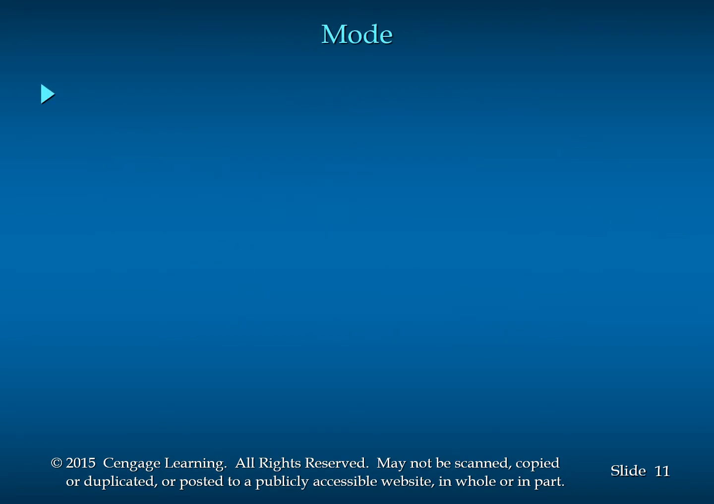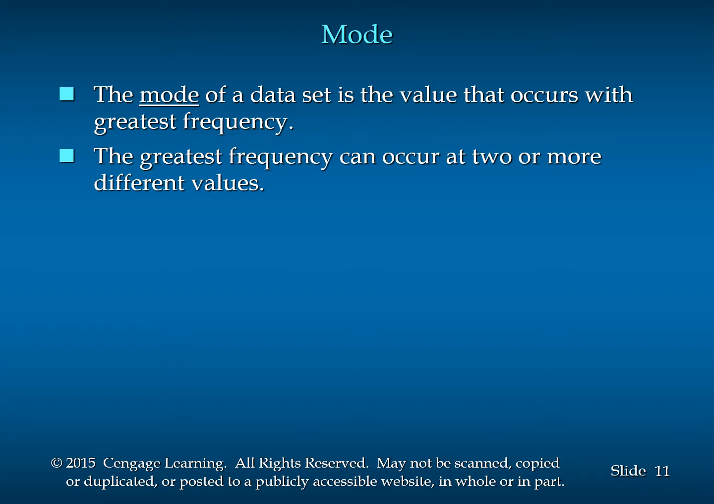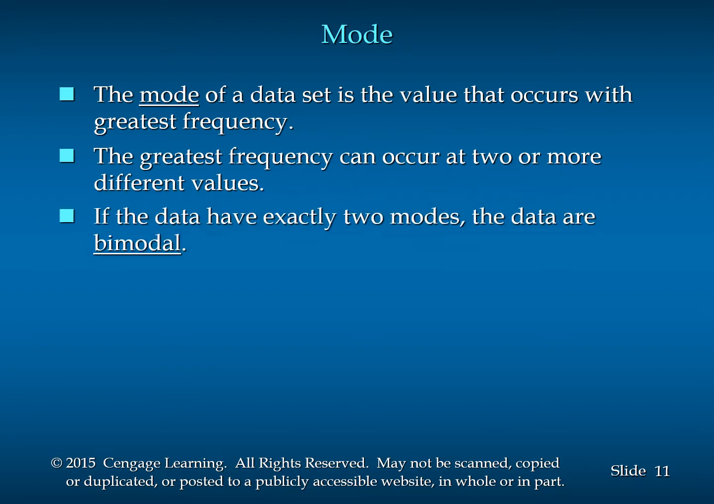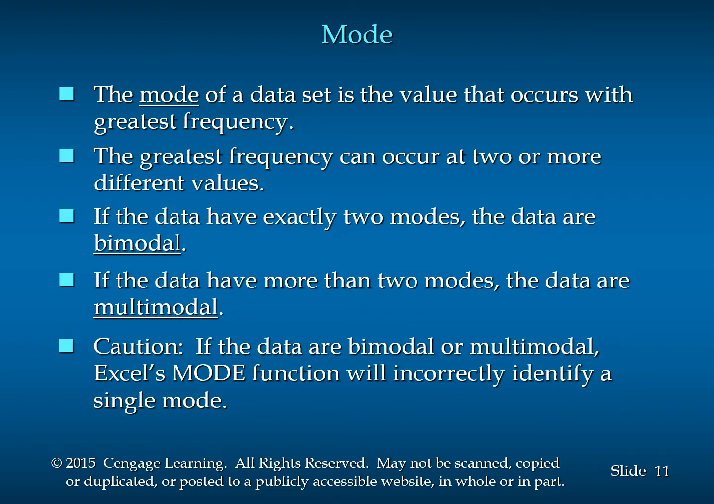The mode is probably the least useful measure of central location. It is simply the data value that occurs with the greatest frequency. And this can occur at two or more different values. If you have two modes, the data is called bimodal. You can also have data that has no mode, where there is no repeat of the data values.